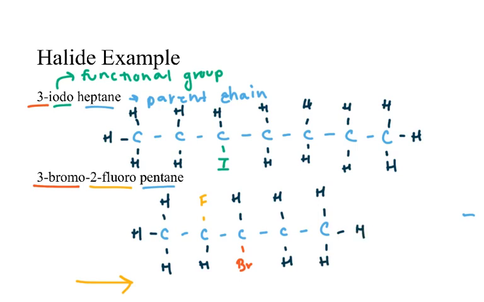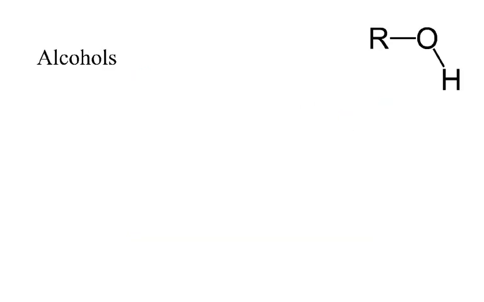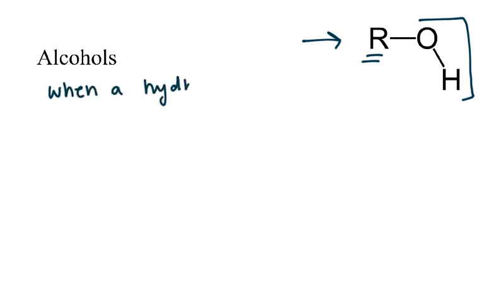Okay, so a halide functional group is just adding in any of the elements from group 17, which are halogens. So let's look at our next one, which is our alcohols. So this is what the functional group looks like over here. R is the parent chain, and OH is what's going to be coming off the side. That's your functional group. So an alcohol is when a hydroxyl group, your OH, attaches to the carbon chain.